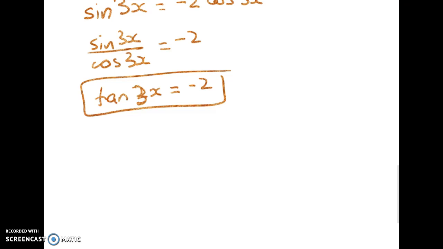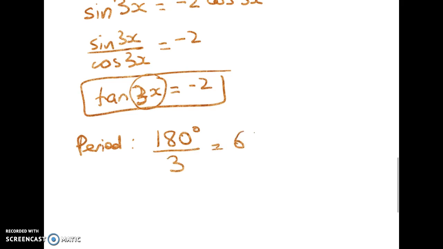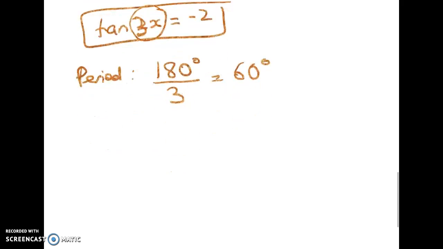Well, the period of the tan function is usually 180 degrees, but here the period of tan 3x is going to be 180 divided by 3, which is 60 degrees. So that's a big help because it tells me how many solutions I'm looking for. So let's draw my tan graph.